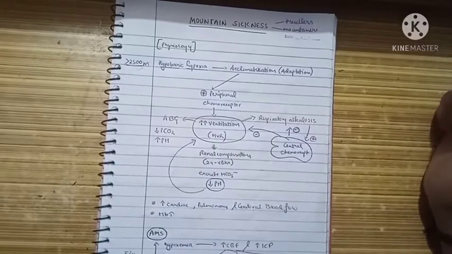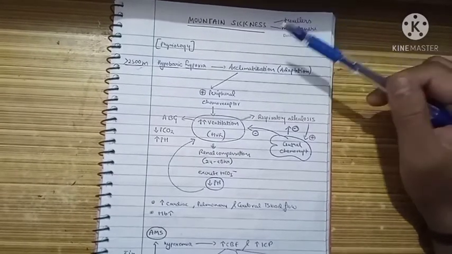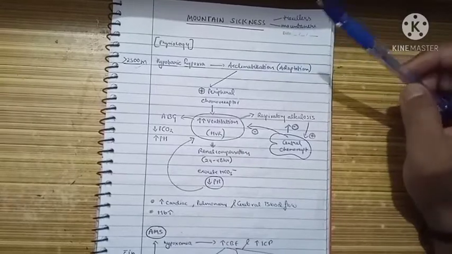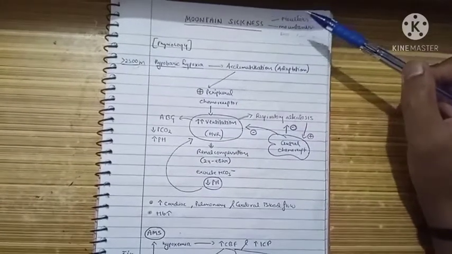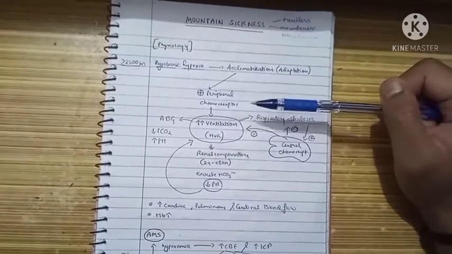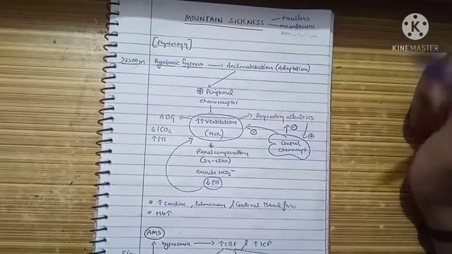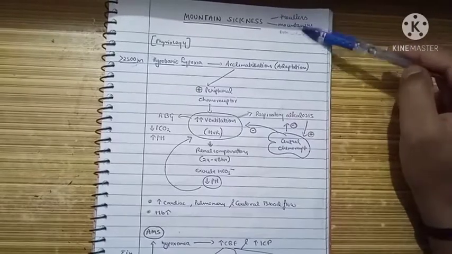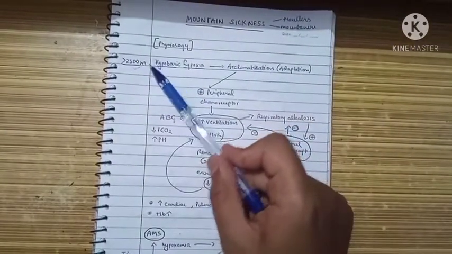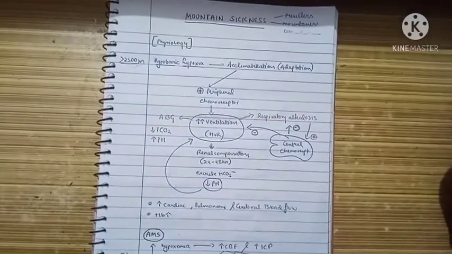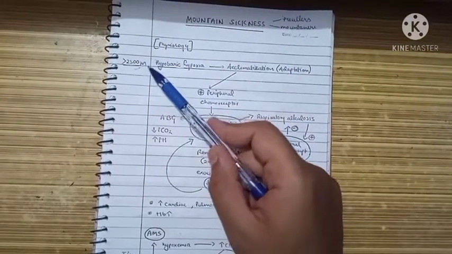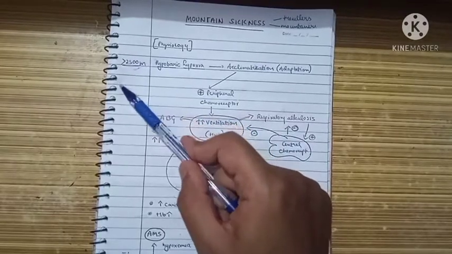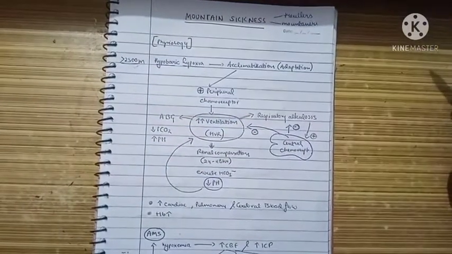Hello everyone. In this video we are going to talk about illnesses of high altitude, and one of the most common illnesses, mountain sickness, which is most commonly seen in travelers and mountaineers. Now this can be seen in any healthy individual too, but generally in those who travel to an altitude of more than 2500 meters. The conditions and the symptoms become more severe if the person is at more than 3500 meters.